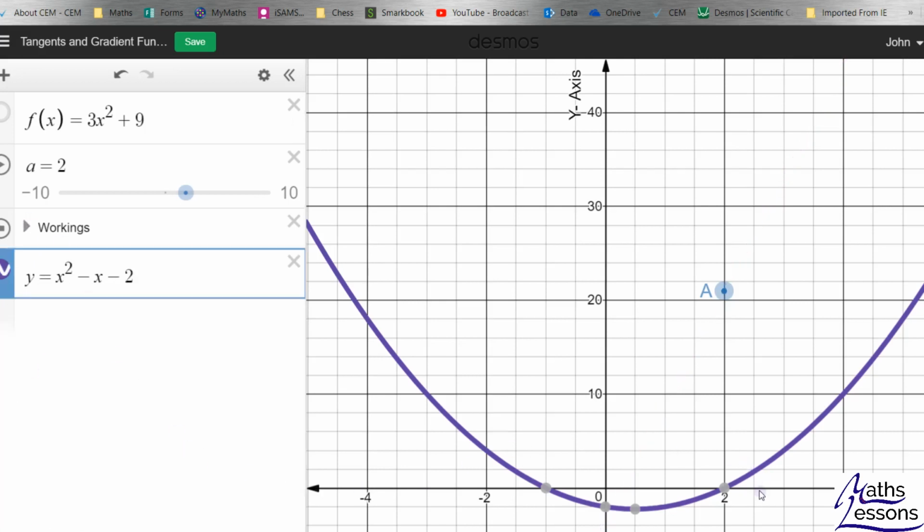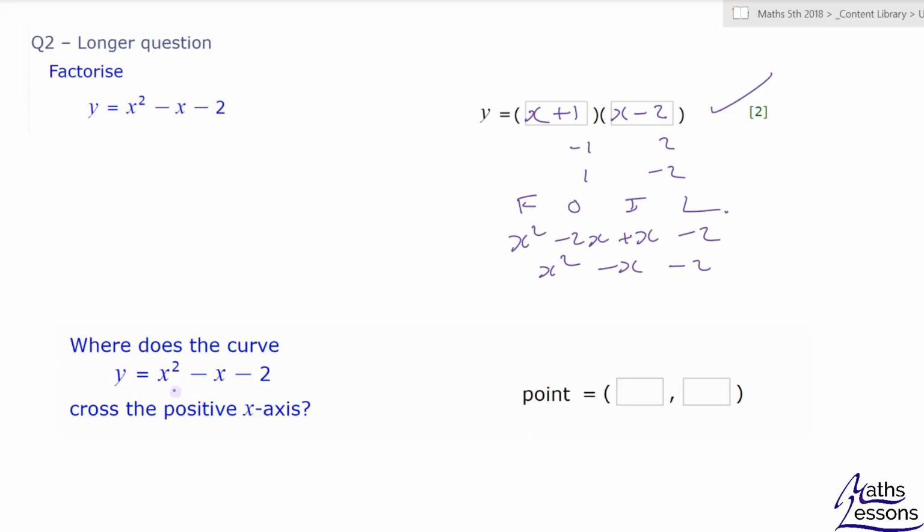Okay. So there's our graph, and we can see it's crossing at 2 and minus 1. That's where the x-axis is. It crosses the x-axis there. And this is where the y value is equal to 0. The y value is 0 along here. So if the y value is 0, we want to solve this equal to 0. So 0 equals x squared minus x minus 2. Find out where it crosses the axis. And so therefore, we know that this is true.